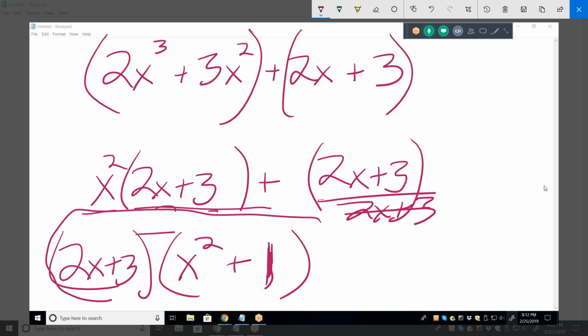Now, I can't go down any further because you cannot factor the sum of perfect squares. If that was x squared minus 1, I'd be able to factor it one more level. I'd be able to turn that into x minus 1 times x plus 1. But, as I said, the sum of perfect squares does not factor. So this would be our final answer.